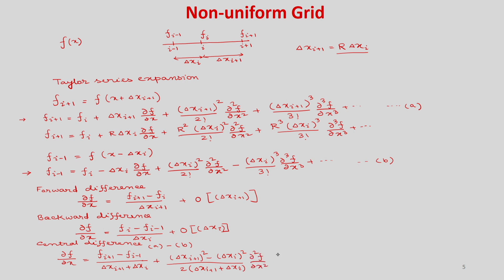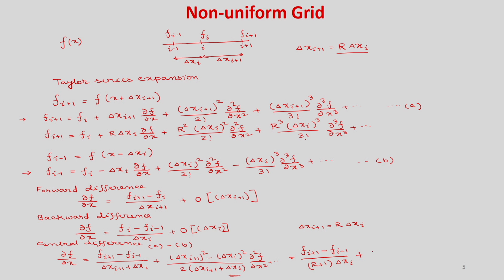and other terms. So, you can see from this equation, if you substitute delta x i plus 1 is equal to r into delta x i and rearrange, you will get f i plus 1 minus f i minus 1 divided by r plus 1 into delta x i. So, you can see here it will be delta x i plus 1 plus delta x i in the denominator.